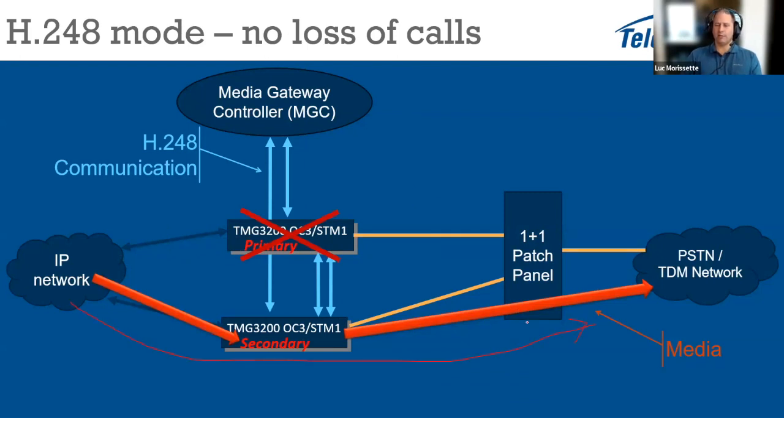Your media will go here. This is also automatic. The media gateway controller will know that it's a new connection here, but nothing has changed. All the traffic is still available, and it's running on the system. So this is all automatic. When you configure a 1+1 system, you don't need to specify that you're in H248 mode or anything. When you configure H248 and you're in 1+1, automatically you have this protection built in.